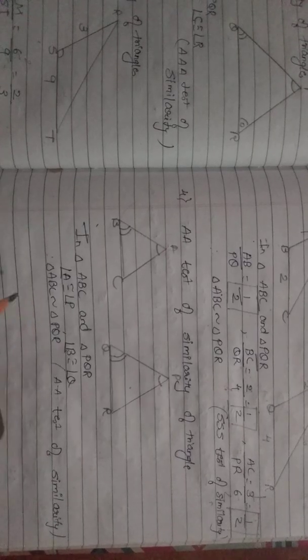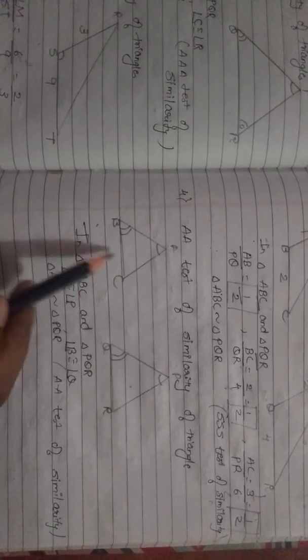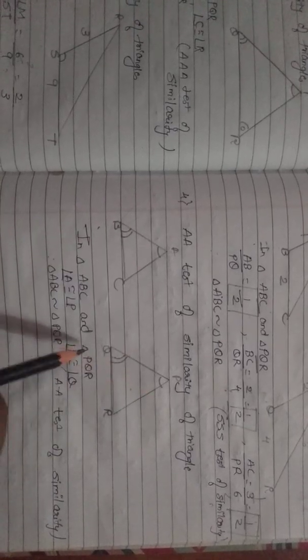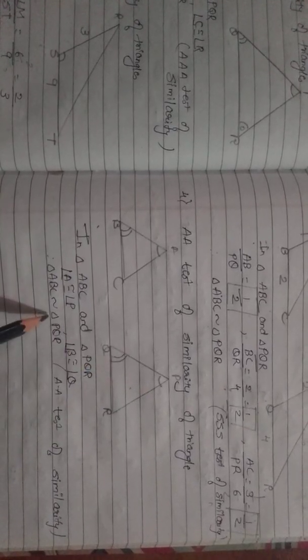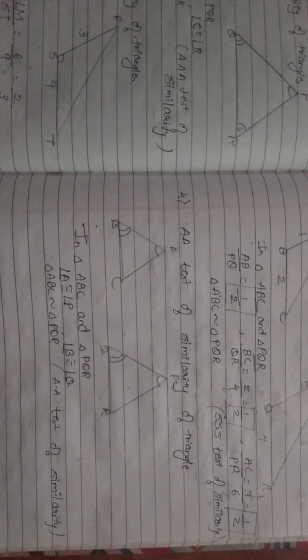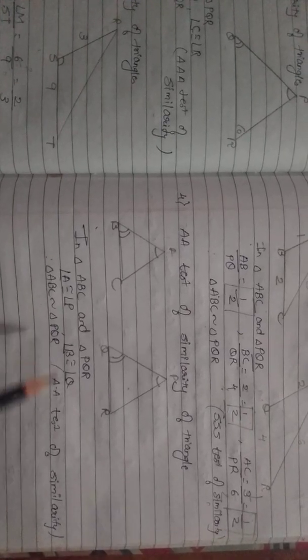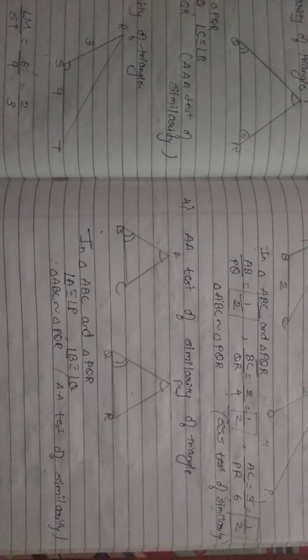And the fourth one is the AA test of similarity. In triangles ABC and PQR, angle A is congruent to angle P, and angle B is congruent to angle Q. So if these two angles are congruent, we can say that triangle ABC is similar to triangle PQR by the AA test of similarity.